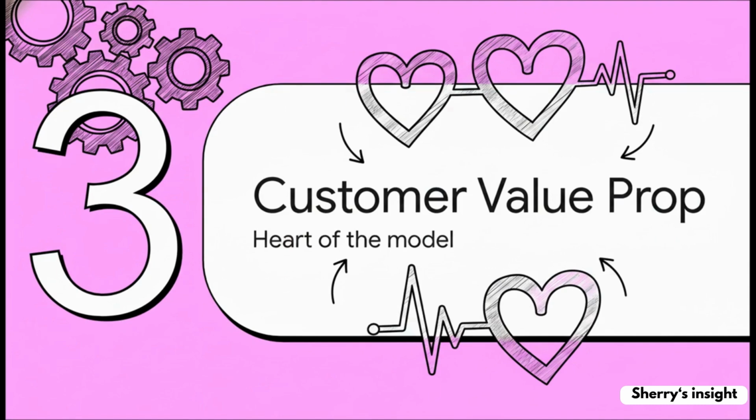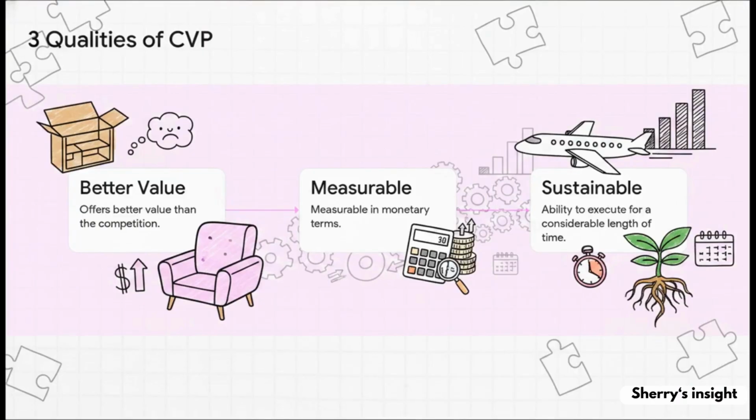This is the absolute beating heart of the whole model. So, the crucial point is that a customer value proposition, or CVP, is only effective if it meets 3 very specific qualities. First up, it has to offer better value than the competition. Think of IKEA. They offered way better value by providing affordable, do-it-yourself kits instead of expensive ready-made pieces.